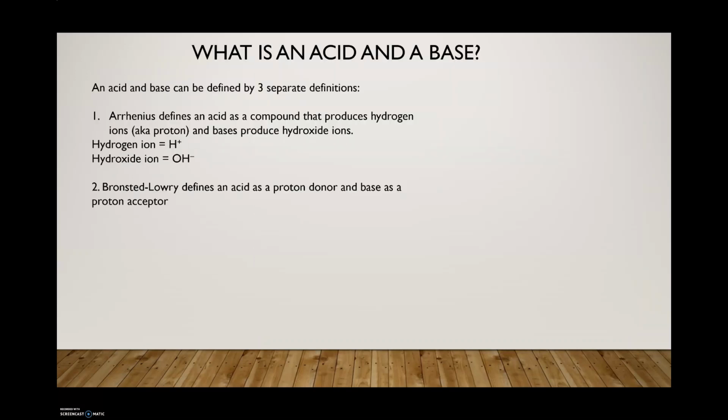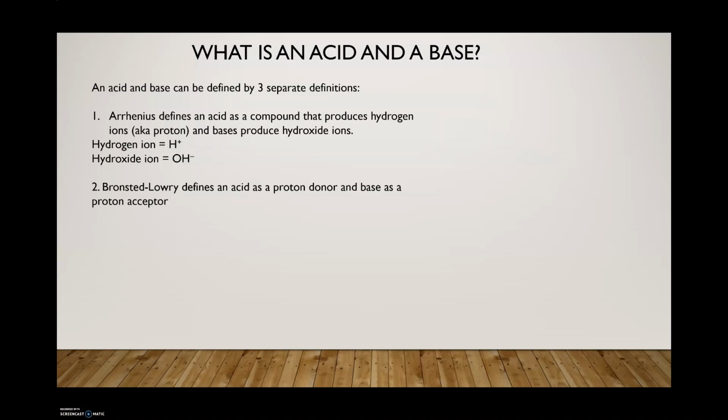Now, what is an acid and a base? There are 3 definitions that define an acid and a base. We're only going to focus on 2 of those in this video. The first one is Arrhenius' definition of an acid and a base. Arrhenius states that an acid will produce a hydrogen ion and a base will produce a hydroxide ion. For future note, we call hydrogen ions protons because they lack an electron, and the only thing they do have are protons present. Hydroxide ions are represented by OH with a -1 charge.